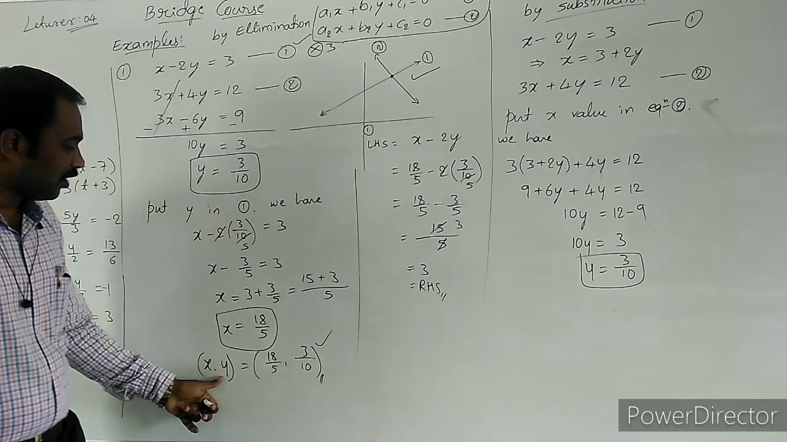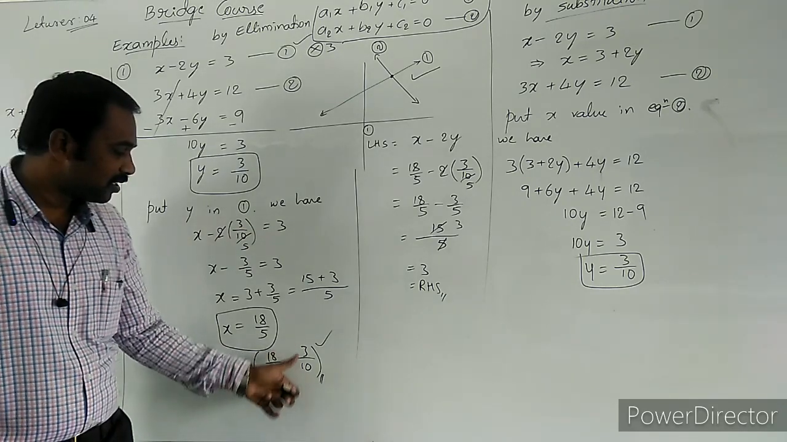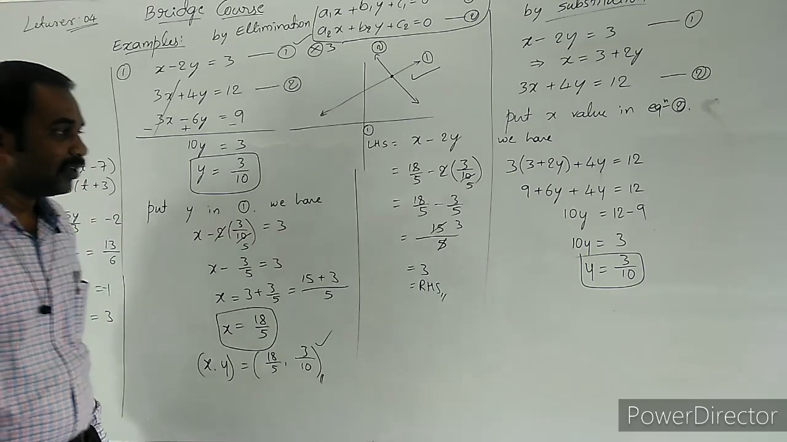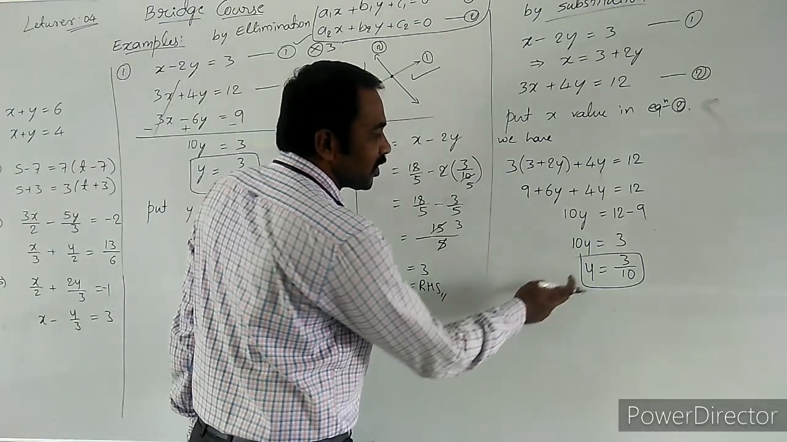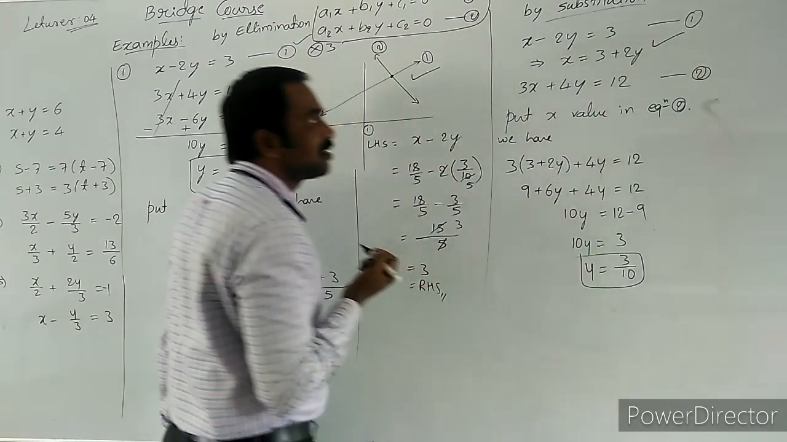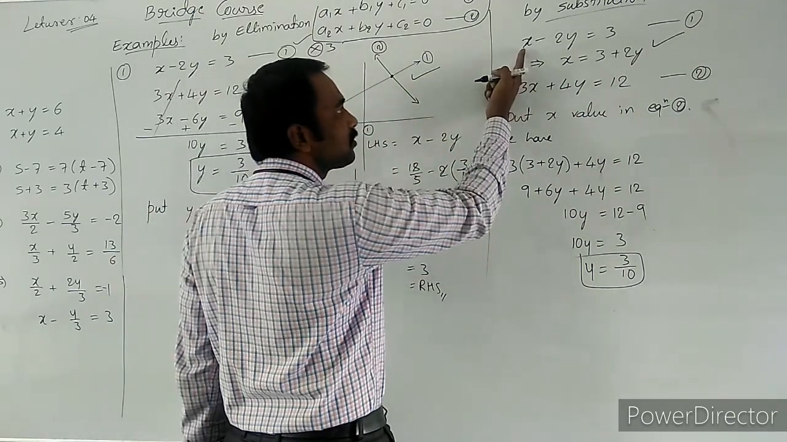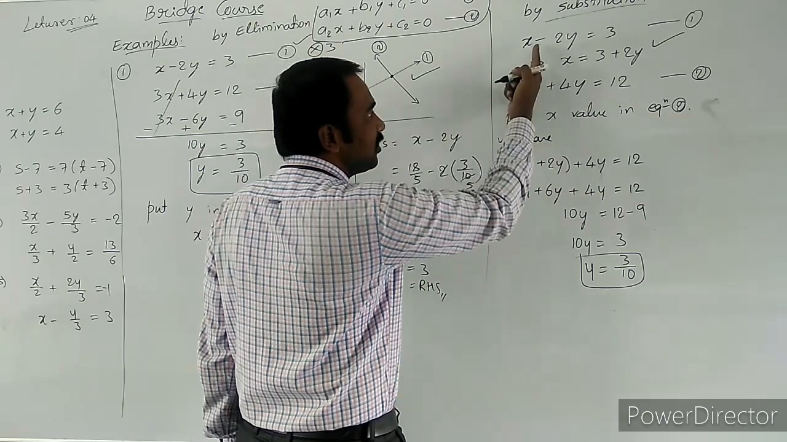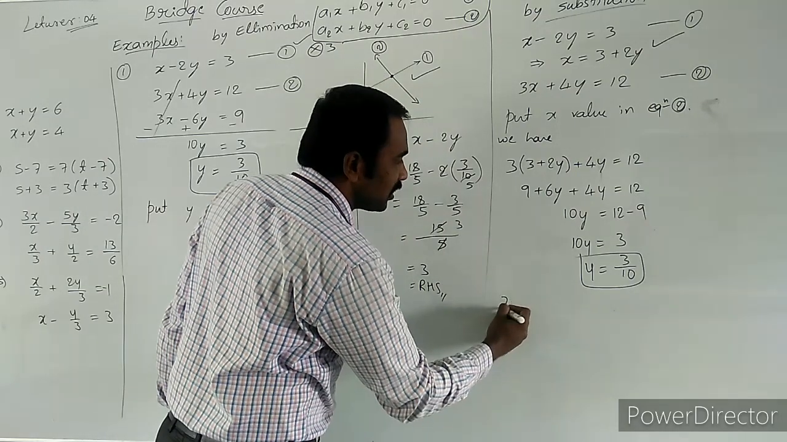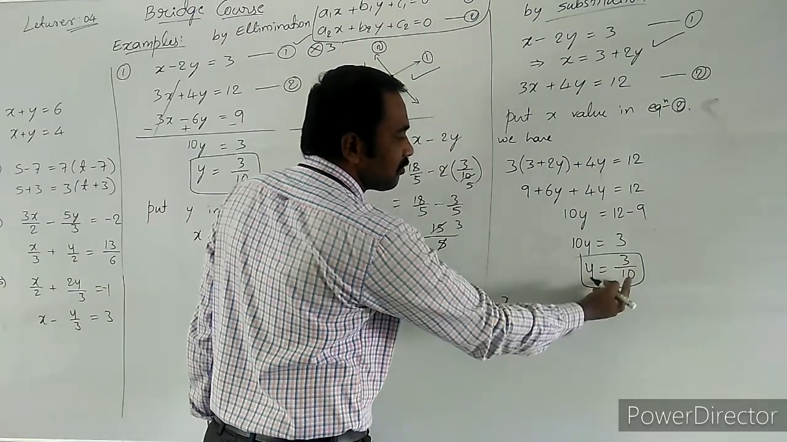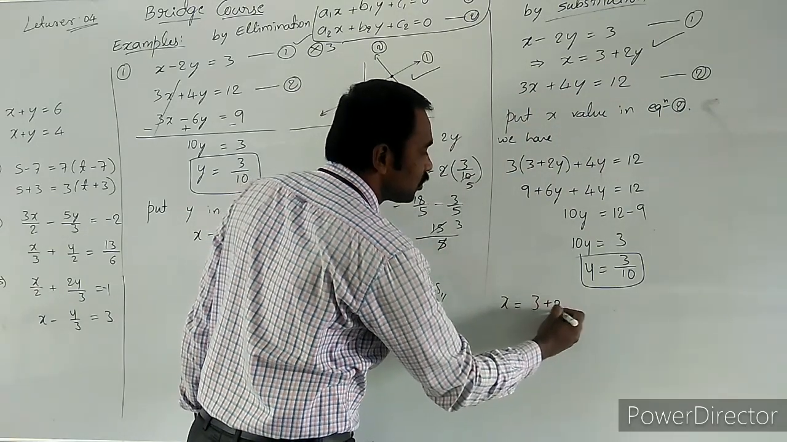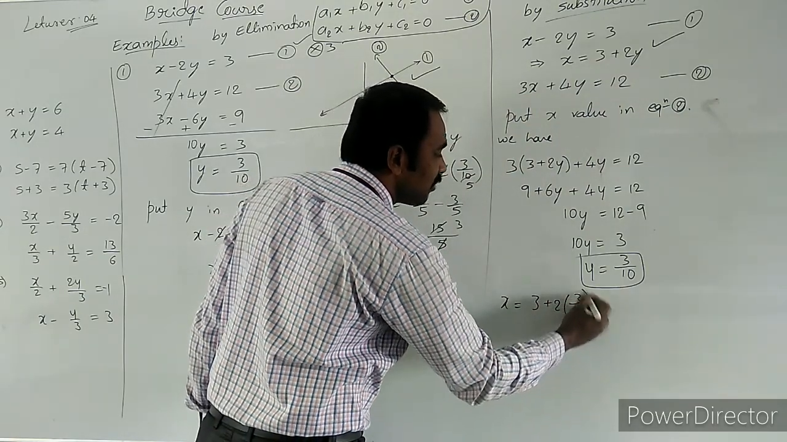Observe that the y value by the method of elimination was also 3 by 10. Now we have to get the x value, which should also be the same. So what can we do? Put this y value into the x value, x is equal to 3 plus 2y. Or else we can substitute in equation number 1. It doesn't matter, but it will take a while, so it is better to substitute here. So now y can be replaced as 3 by 10 in this value. So 3 plus 2 into the y value, which is 3 divided by 10.